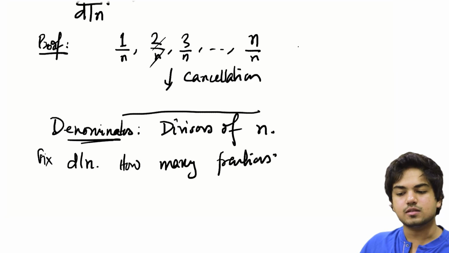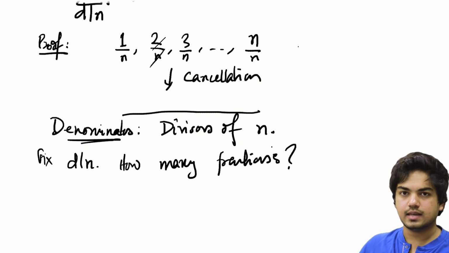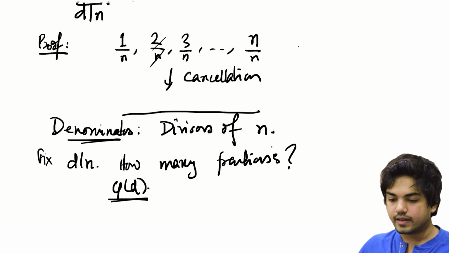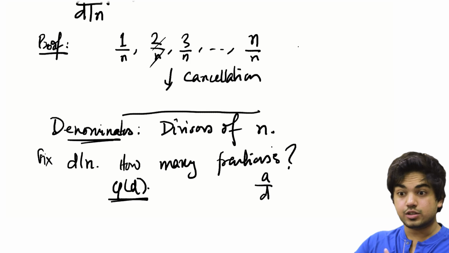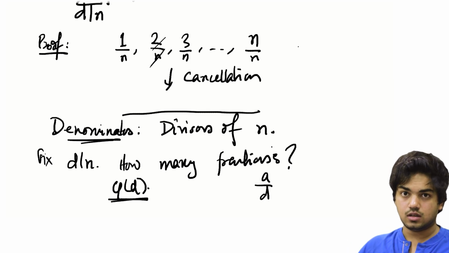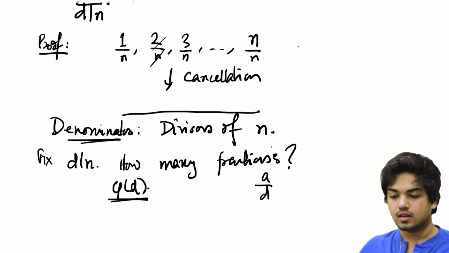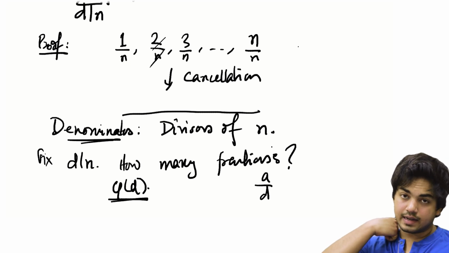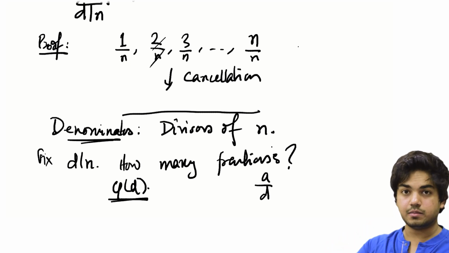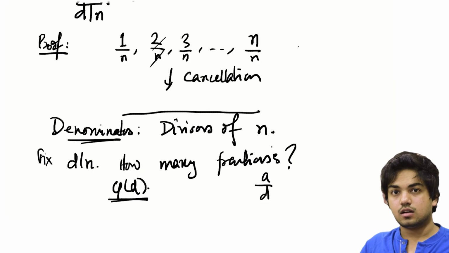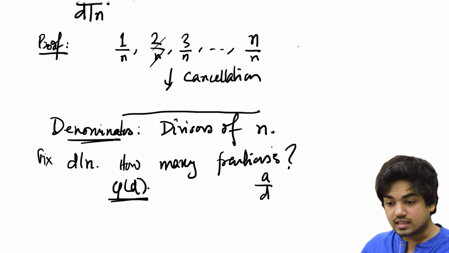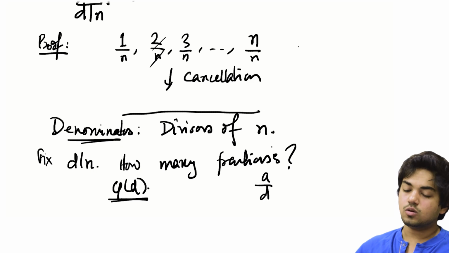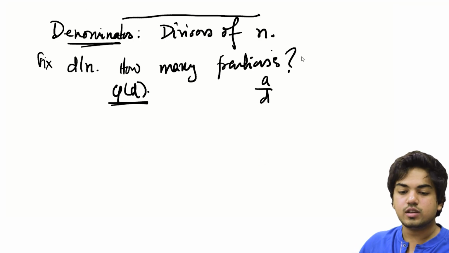And the answer is very simple. And you might already expect the answer. Phi of d, right? Because the only way you get something of the form a by d which does not reduce further is if a is coprime to d. So for every number between 1 and d which is coprime to d, we will get a fraction. And it's a fraction between 1 by n and n by n.